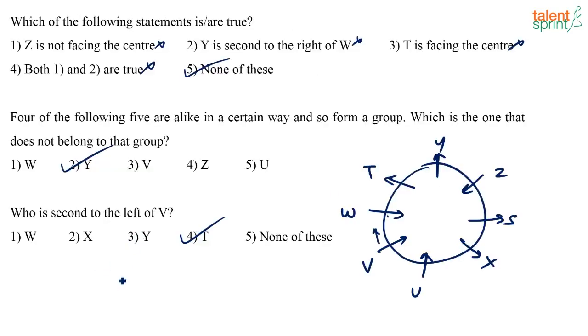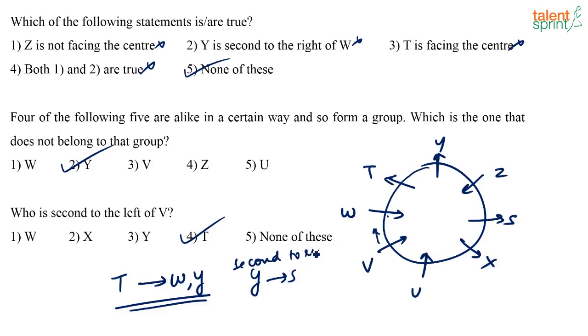Yes. I think there were 2 more questions following this. One question was who are the neighbors of T, right? Who are the neighbors of T? W and Y. That was the answer. Then the next question was who was second to the right of Y? So second to the right of Y is S, right? So these were 2 more questions that were there from this set.